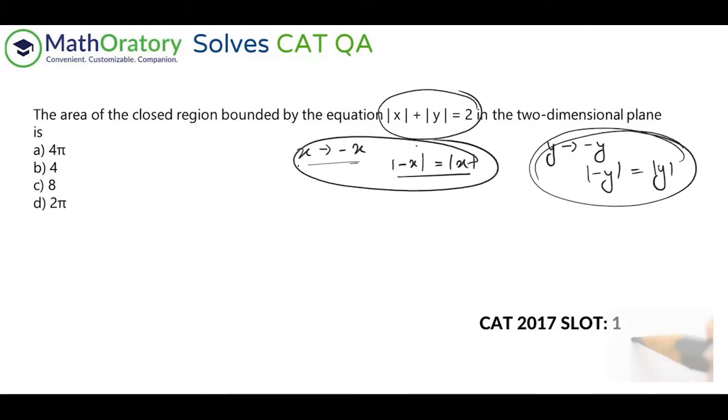Now once you figure it out, all you have to do is figure out the graph in the first quadrant. The first quadrant is pretty simple because x is positive, y is positive. So you have the equation as x plus y equal to 2, right? Mod x will be x and mod y will be y. To be precise, x and y are non-negative. So x plus y equal to 2 intersects at the points 2 comma 0 and 0 comma 2 in the first quadrant, right? So this is the line in the first quadrant.